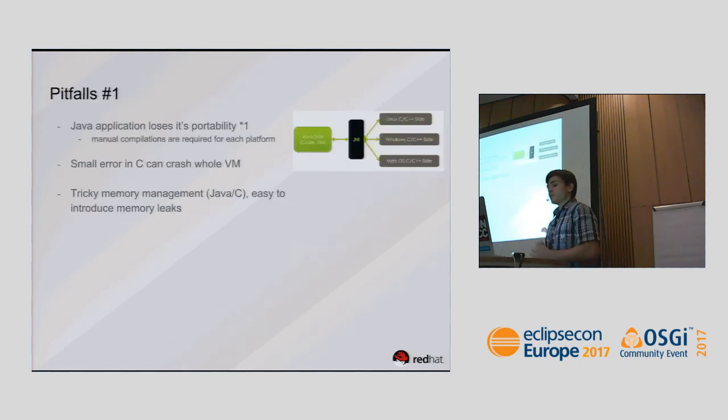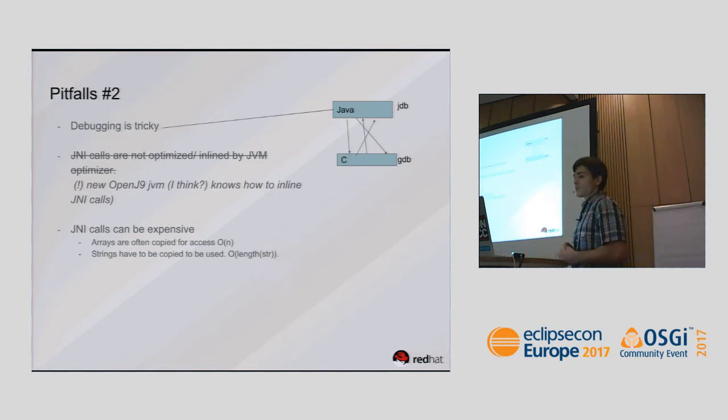However, there are a bunch of pitfalls, and I have multiple slides on pitfalls. As soon as you start using JNI, you tie yourself down to platforms. Instead of having one build server, you will now have multiple build servers for every platform that you support. A small mistake in C can cause the whole thing to come down. A segfault is very easy to come by. The memory management model is a bit tricky because you have to deal with multiple different types of memory management, which can easily introduce memory leaks.